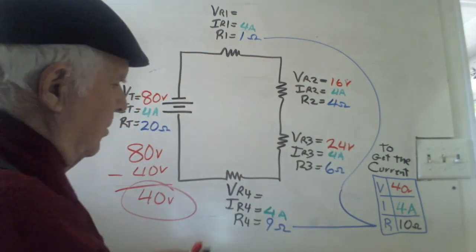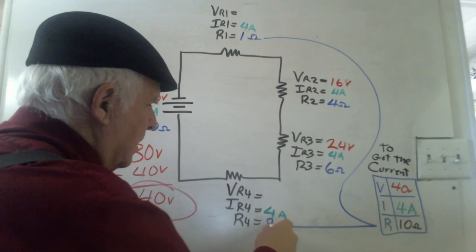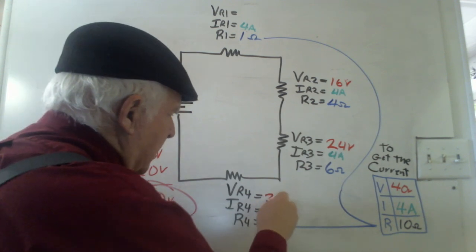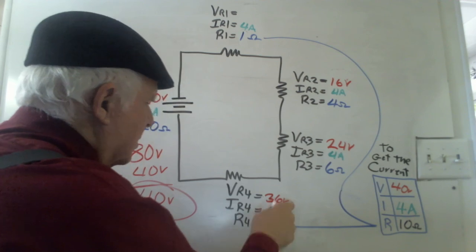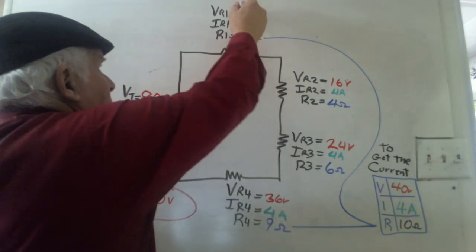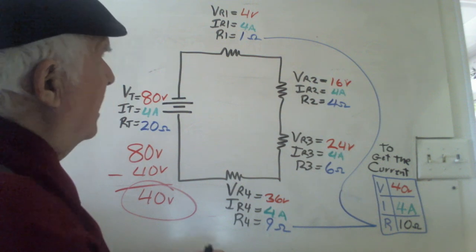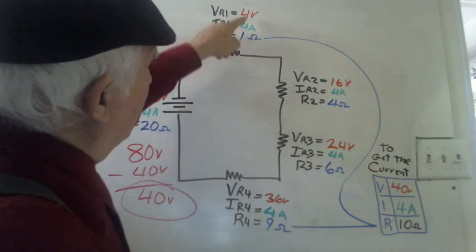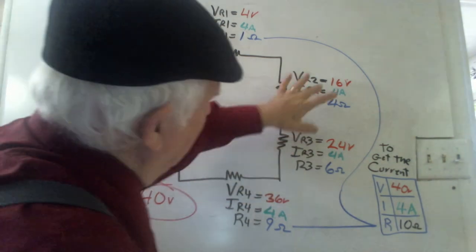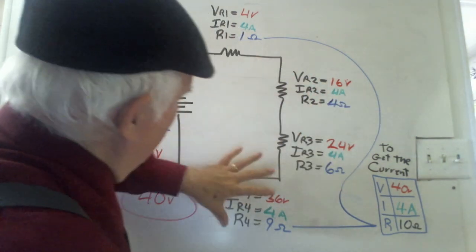And I've got two voltages that I have to get now, which is down here, 36 volts, 4 amps times 9 ohms, 36 volts. And up here, 4 volts. Now, we know they're supposed to add up to 80. 36 and 4 is 40. 16 and 24 is 40. So 40 and 40 equals 80.